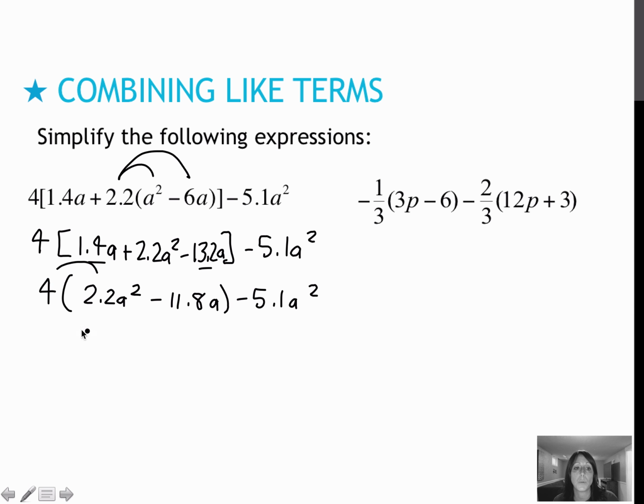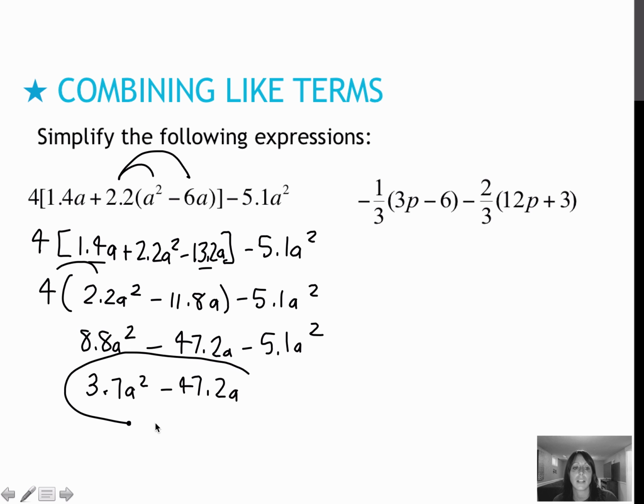So 4 times 2.2a squared is 8.8a squared. 4 times 11.8a is minus 47.2a. I recopy that minus 5.1a squared. And now I'm going to combine these two values to get 3.7a squared. And this 47.2a is not a like term, and that's my final answer.